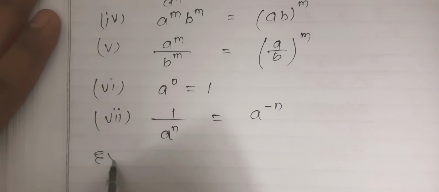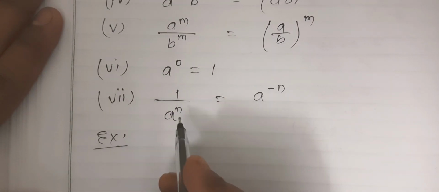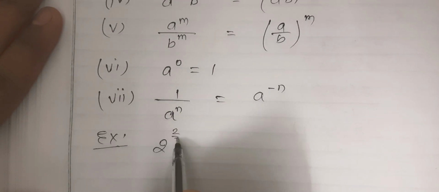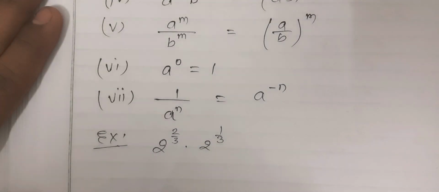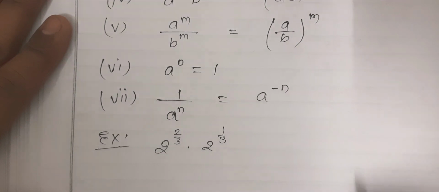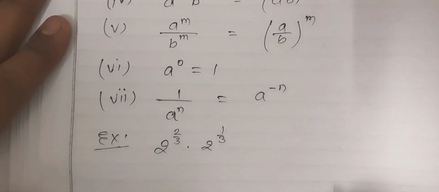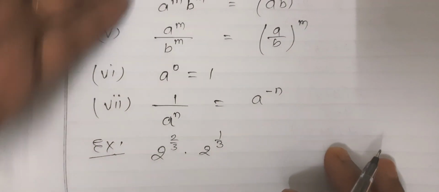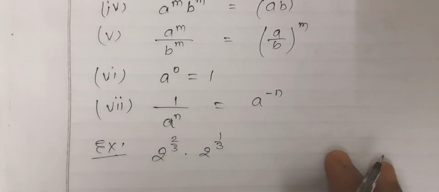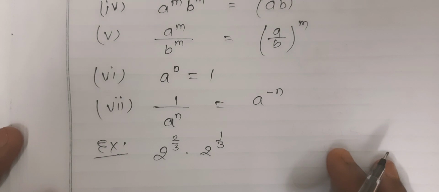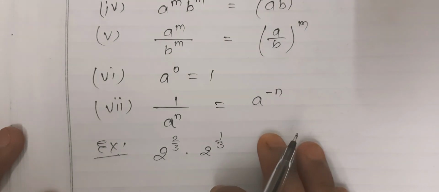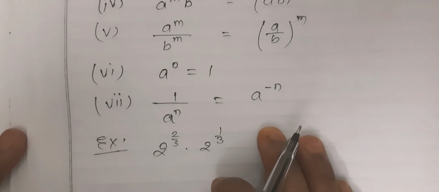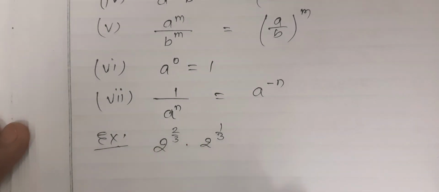For example, how will you simplify this? 2 raised to the power 2 by 3 multiplied by 2 raised to the power 1 by 3. When you observe, you will find that we can extend these laws of exponents that we have studied in earlier classes. So we can extend these laws of exponents for rational numbers also. So let us try to simplify this one.